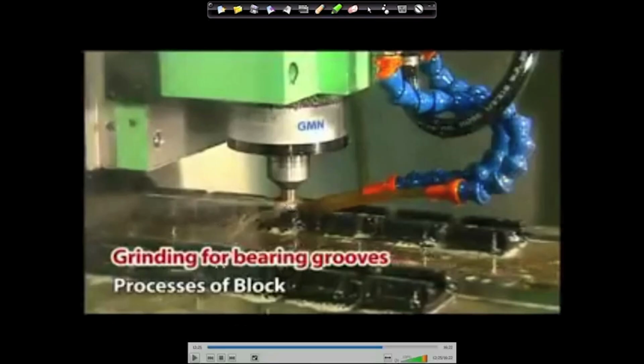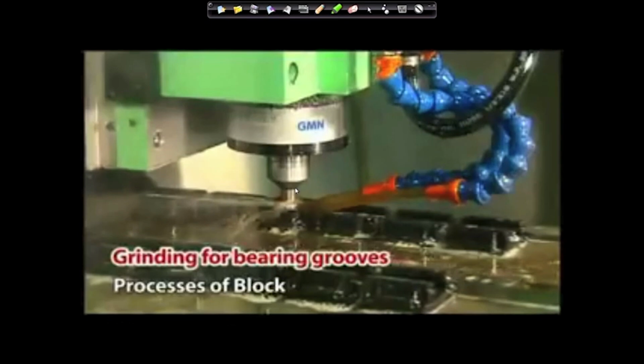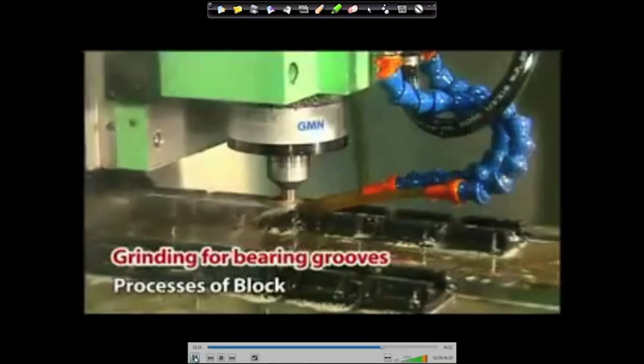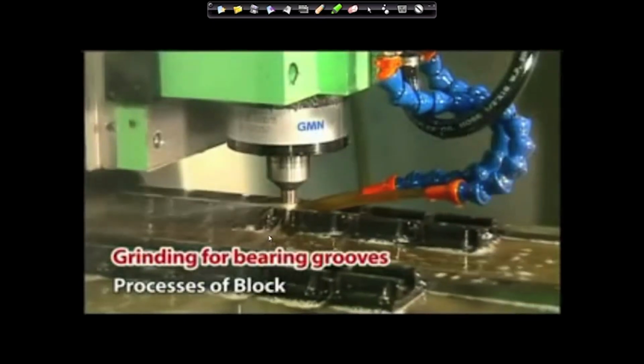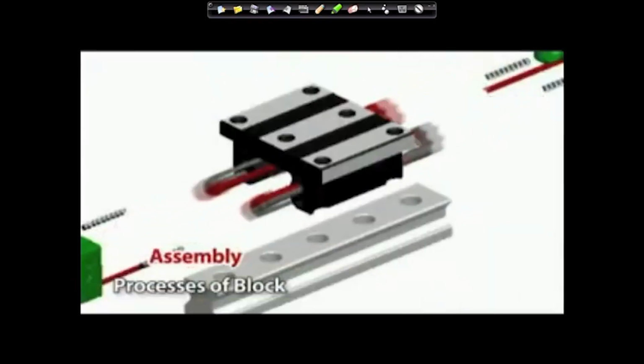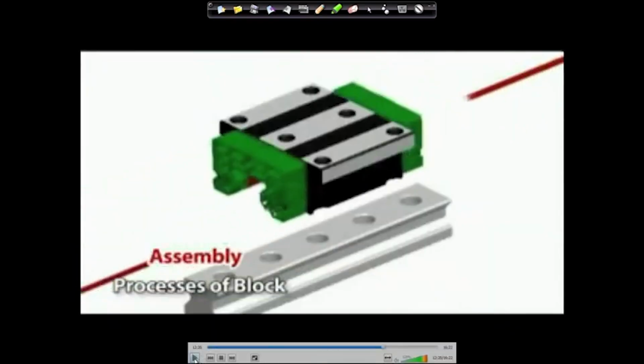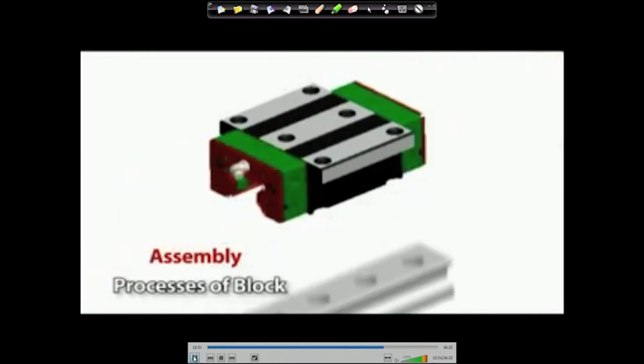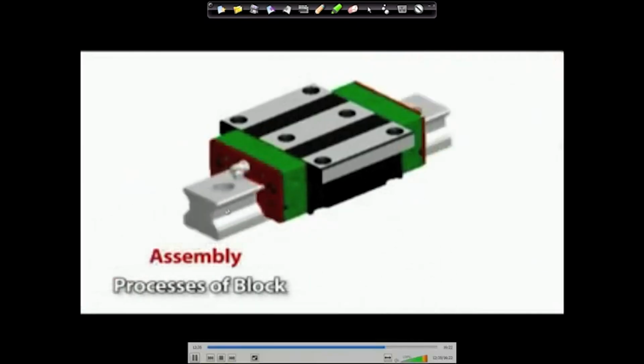After that operation you have to grind the bearing groove also, because you have to make sure there are no dimensional problems. Tolerances should be as tight as possible, so that you avoid any problem at a later stage. Then finally the assembly of the process: you put all the things together, guides and the balls also, and then mount everything from this side. So, this is the final part.